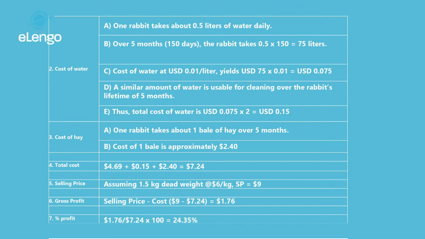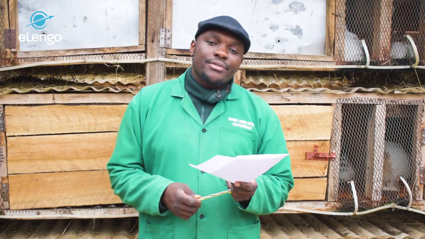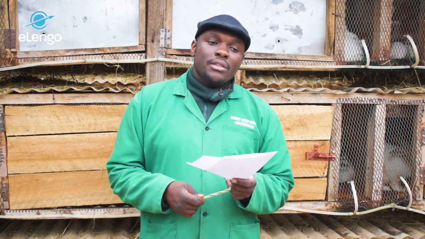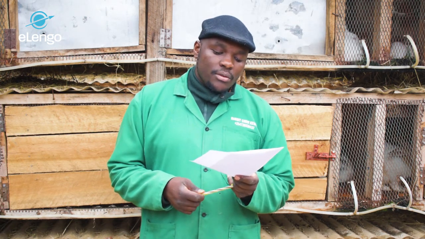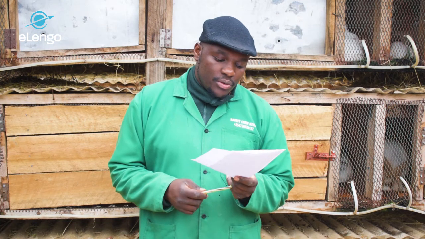A good rabbit breed will yield on average about 1.5 kilograms of dead weight at 5 months. Again, it might go up a bit depending on the kind of breed that you have, because some breeds will gain weight more than the others. So you might have that figure going to 1.8, 1.9 kgs or even 2 kilograms.